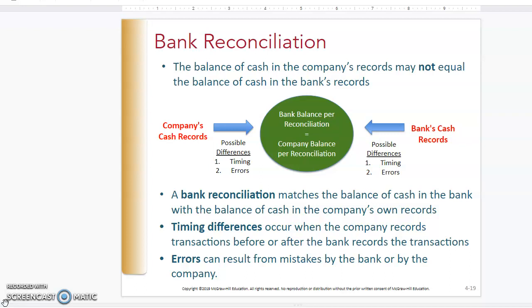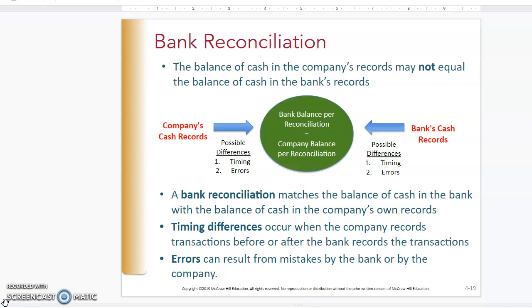By the same token, we can have checks that are written by the company that are recorded on the company's books that have not made their way back to the bank statement yet. When a company writes a check, say it's to an employee, the employee is going to deposit that check in their bank, and then it goes through a clearinghouse, and then it goes to the company's bank to be paid. That can take several days, even sometimes up to a week. That's called an outstanding check. So it's a check that's been recorded on the company's books, but it has not come back through the bank yet. So it's not on the bank statement.